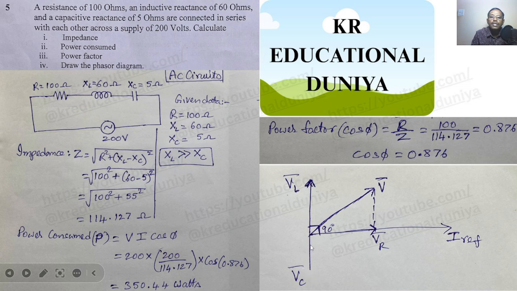So in this, if you observe carefully, XL value is greater than XC, right? So VL value is greater than VC value. So you are going to get VL minus VC at this point. So for this VL minus VC and VR, if you take a resultant value, then you are going to get vector V. Okay, so this is the phasor diagram representation.